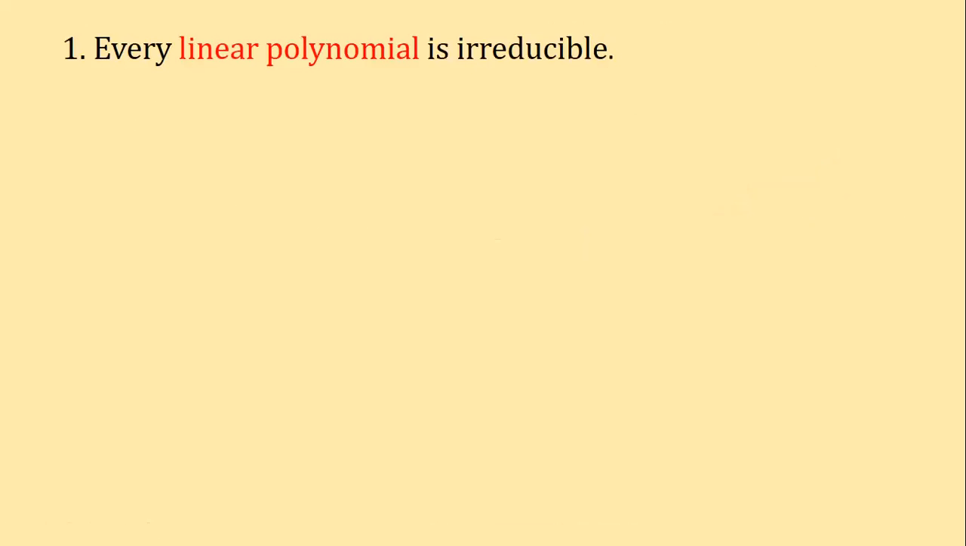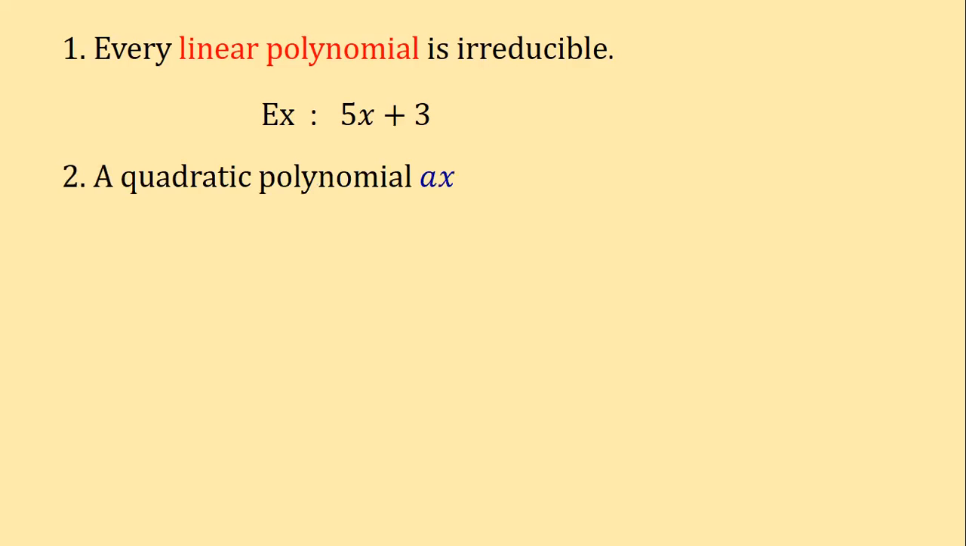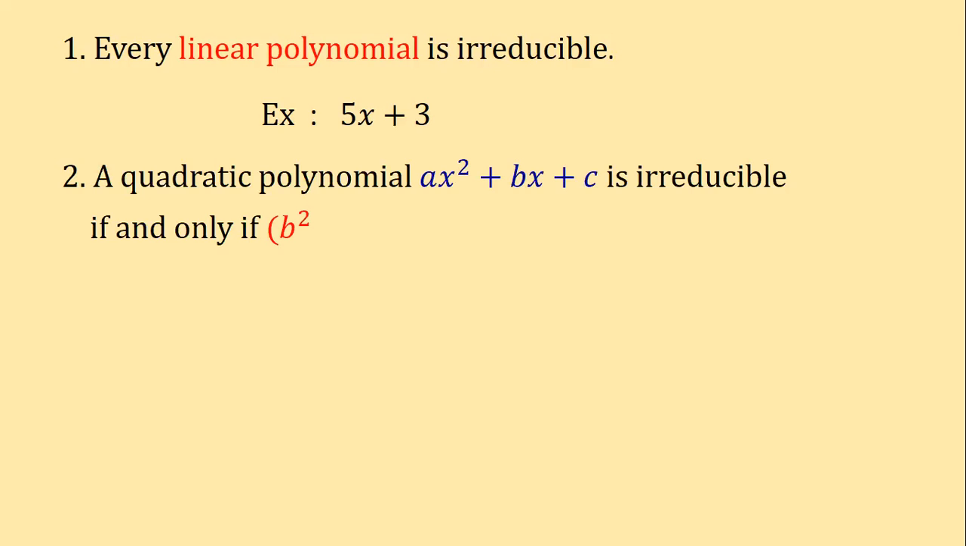So let us see it by points. First one, every linear polynomial is irreducible. So what is the thing here you have to remember? Every linear polynomial is always irreducible. That means we cannot further reduce a linear polynomial. Whatever is a linear polynomial, it is always irreducible. For example, 5x plus 3. And second one is a quadratic polynomial. Ax square plus bx plus c is irreducible if and only if b square minus 4ac is less than 0.